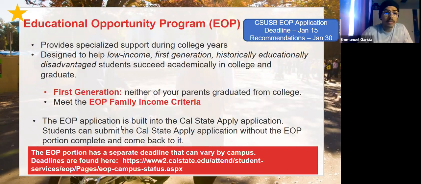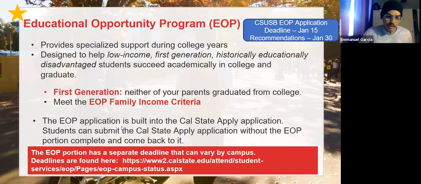But what exactly is the EOP program? The EOP program provides specialized support during your college years. It is designed to help low-income, first-generation, historically educationally disadvantaged students succeed academically in college and make sure that all of you graduate. For a lot of our students, I know this can definitely be an additional help for all of you in college. It's sort of like a TRIO program, a program that's going to offer you assistance to graduate and get the academic support that you need.